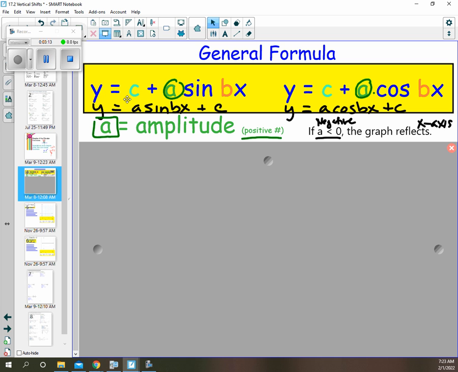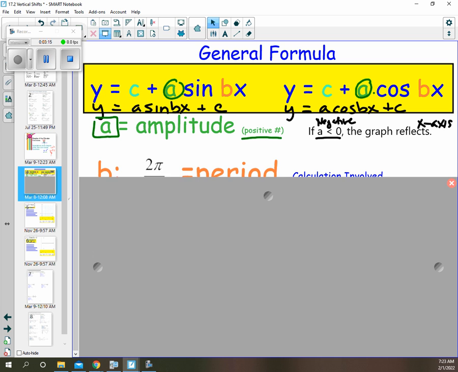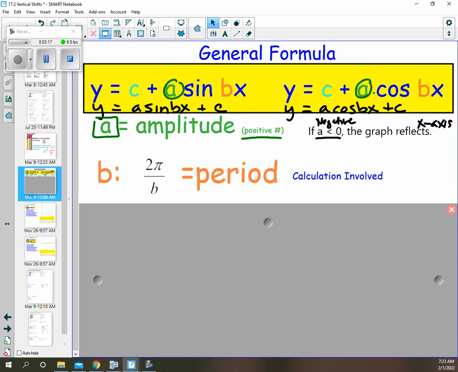And the b value, remember what b affects? The b value affects the period of the graph. There is a calculation involved to calculate period. So this b value, this number that is multiplied with the x on the inside, part of the angle measurement, is talking about that horizontal stretch or compression. So the formula for period, very important.